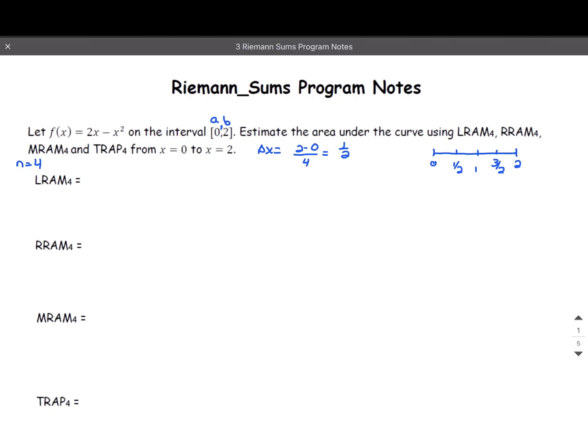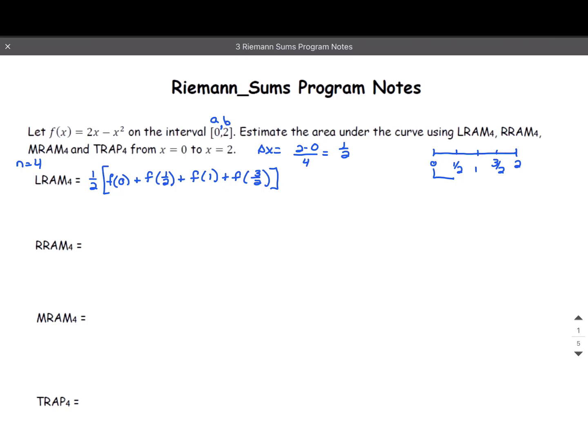Now for the LRAM, I'm going to factor out the 1/2, okay? And then for the LRAM, we use the left endpoint. So the first subinterval is from 0 to 1/2, so we're going to substitute 0 into the function. And then from 1/2 to 1, we're going to substitute 1/2 into the function to find the height. From 1 to 3/2, we're going to substitute 1 into the function to find the height. And then from 3/2 to 2, the one on the left is the 3/2. We'll substitute that into the function.